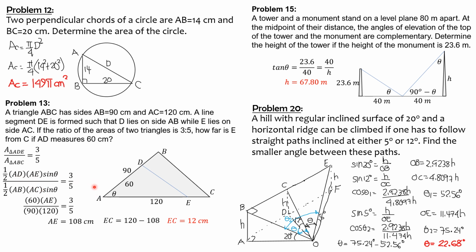AD is 90, AE is unknown, then AB is 90 and AD is 60 rather, then AC is 120. So solving for AE, it is 108 cm. So if AE is 108 cm, then CE is 120 minus AE, so EC is 12 cm.